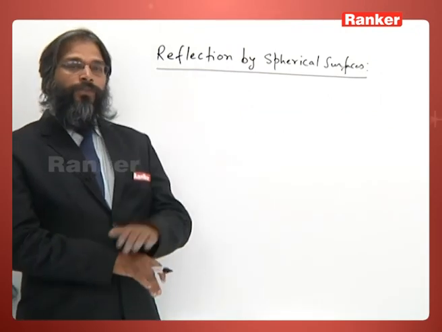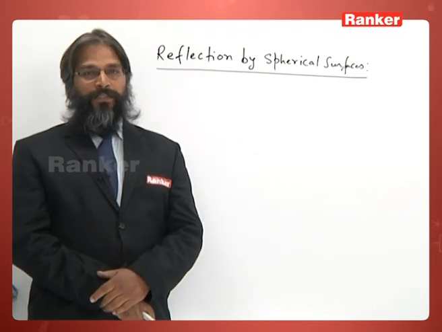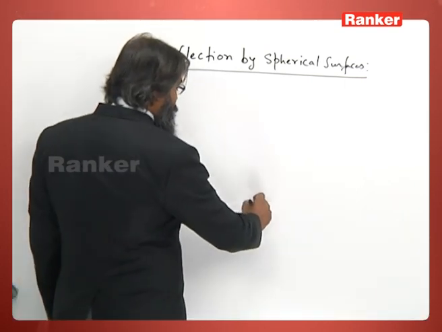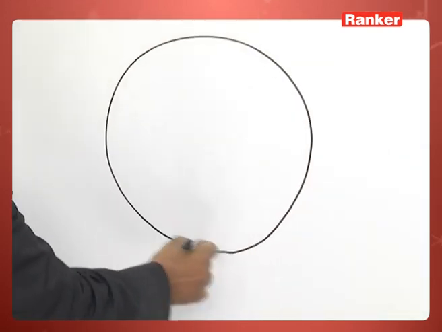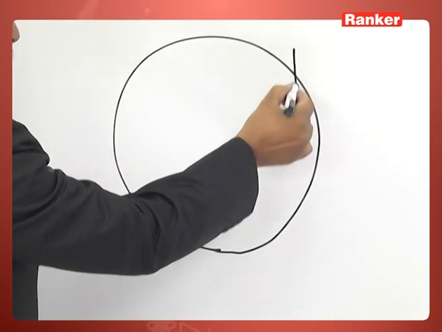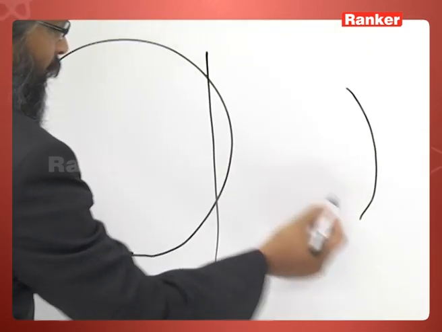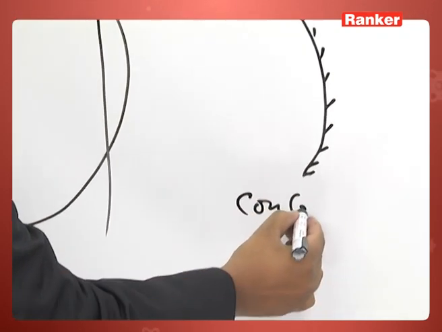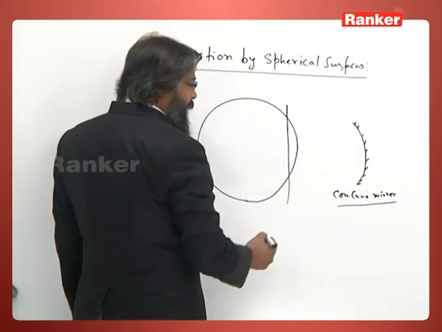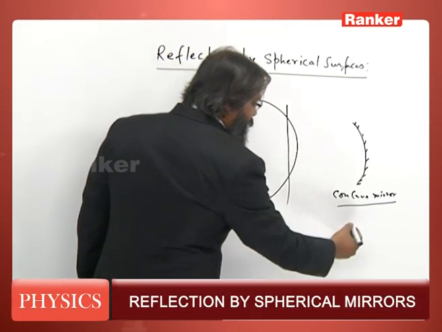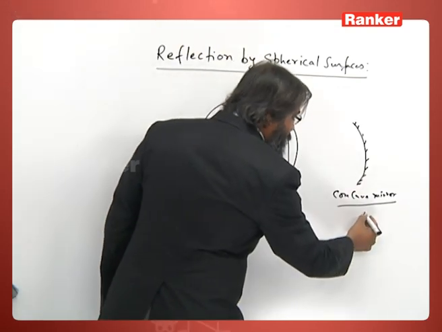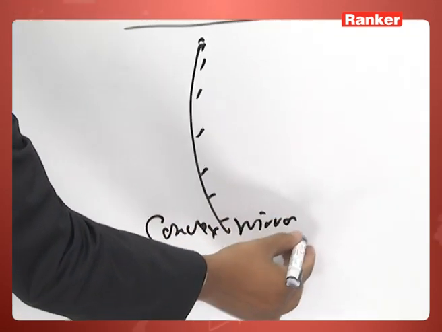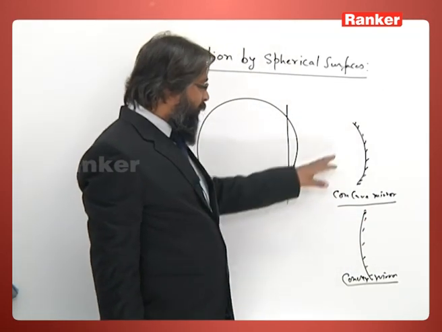So, in this session, we are going to study reflection of light by spherical surfaces, spherical mirrors, concave mirror, convex mirror. These spherical mirrors are formed by a glass shell. This is a glass shell, and if I cut a small portion from here, and if I silver it, then it becomes a concave mirror. If I silver it this way and put it like this, then it will become a convex mirror. So, we have two types of spherical mirrors, concave and convex.